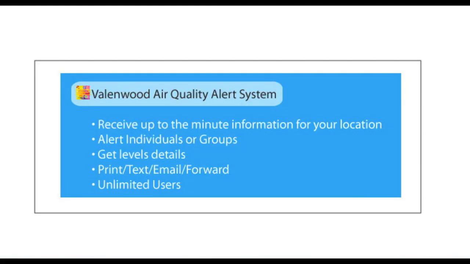The Valenwood Air Quality Alert System is an easy way to get updates about current conditions. The system will alert you for any notifications for your specific area. If an air quality alert is issued for your location, you'll receive a text message with air quality information.